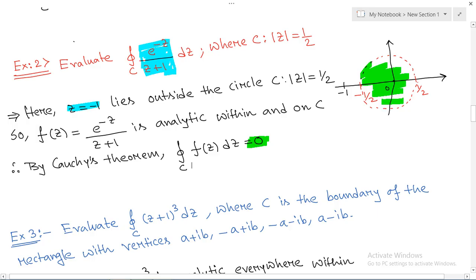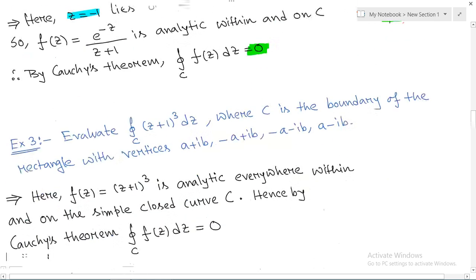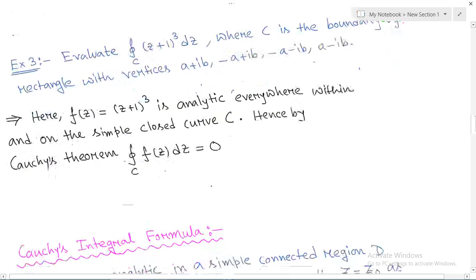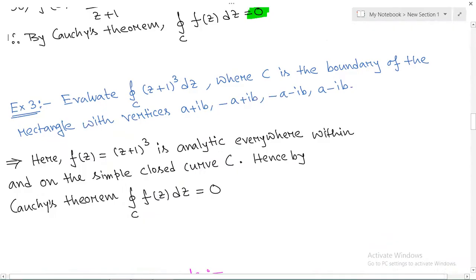So basically the concept of Cauchy's theorem is that whenever the function fails to satisfy the condition of analyticity at a point, that point should be an exterior point of the simply connected region. Then only, inside and on the boundary of the simply connected region, the function will be fully analytic and the result is going to be 0.